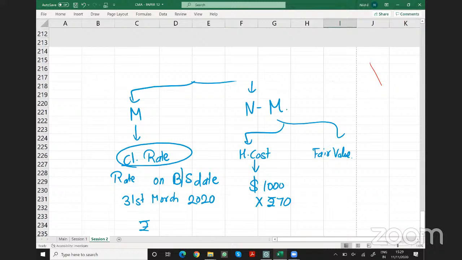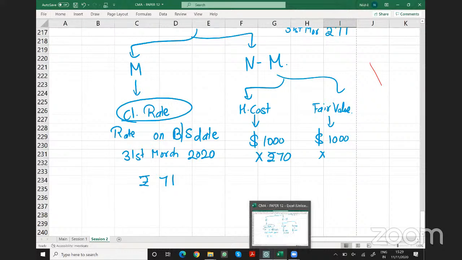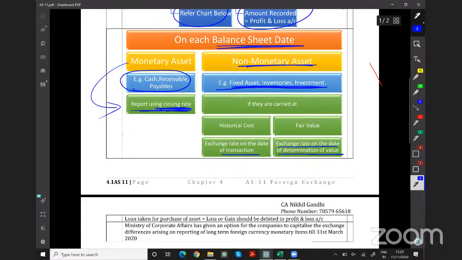If my iPhone is revalued or valued at fair amount, then $1,000 should be multiplied by the rate which was prevailing when the asset was valued at fair value. See, monetary items are reported using closing rate. Non-monetary items, if they are valued at historical cost, the exchange rate is the date of transaction. If they are valued at fair value, the exchange rate is the date on which such fair value is determined.